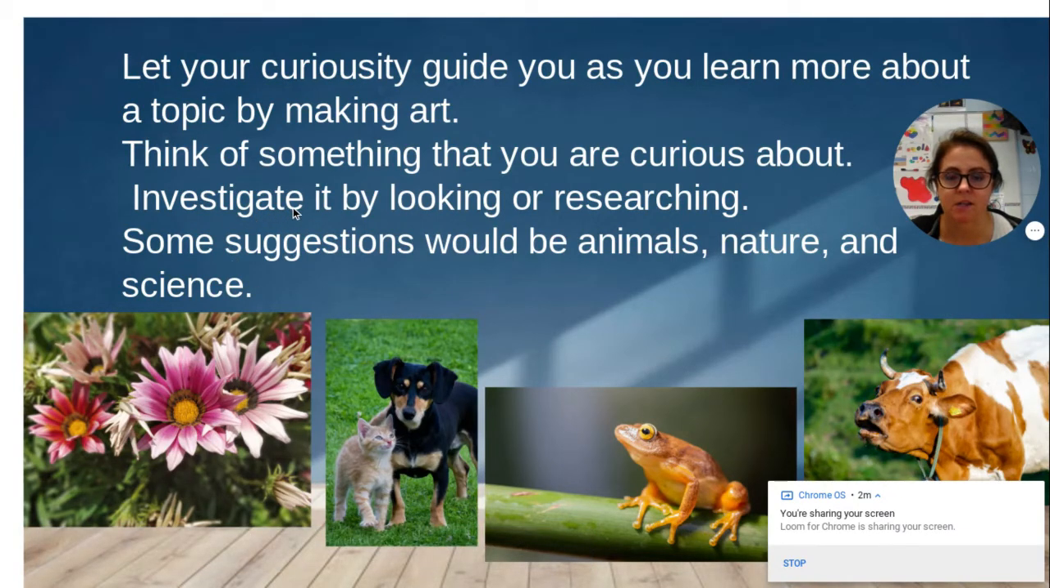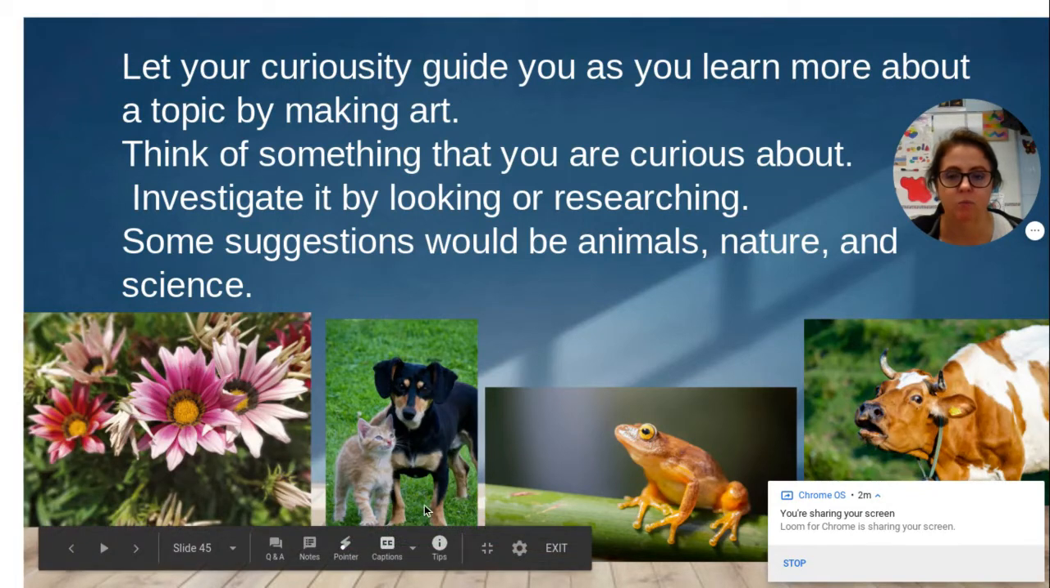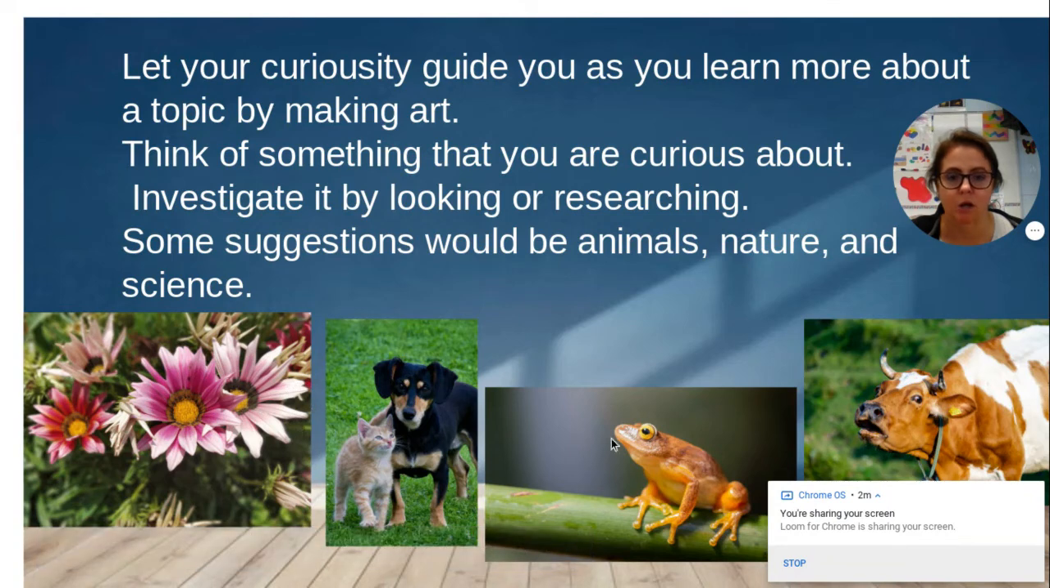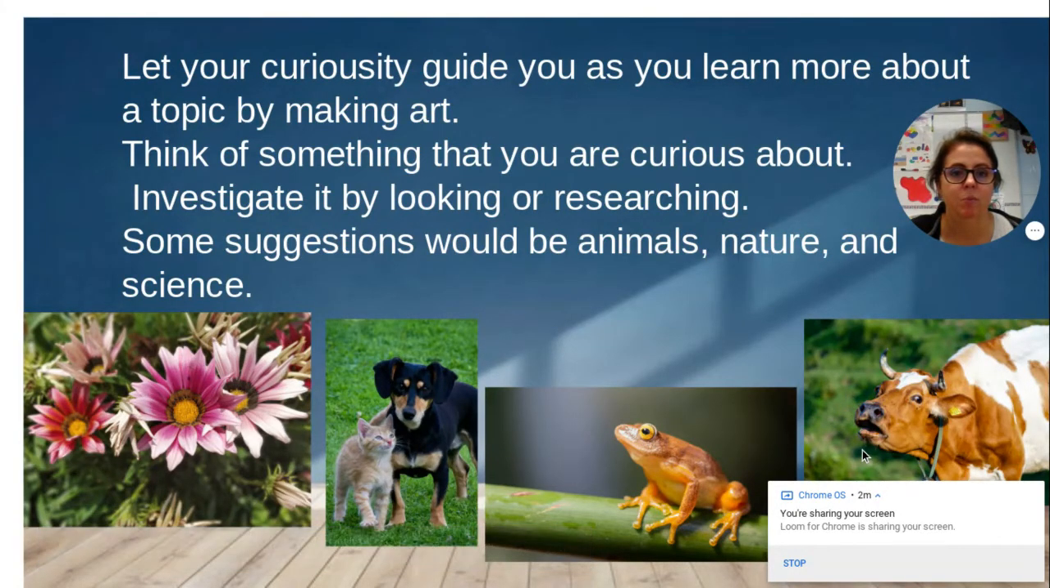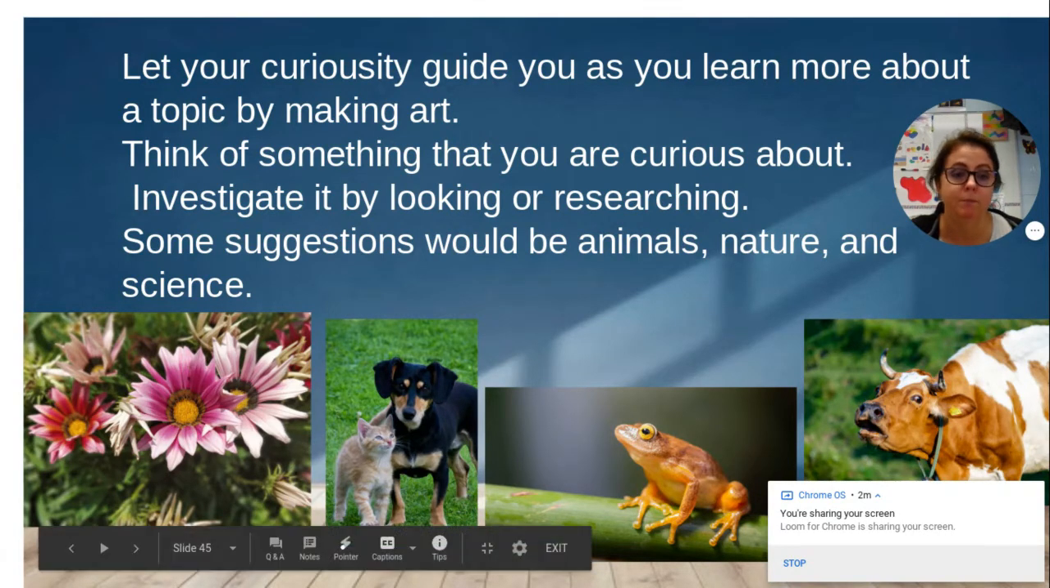To investigate it means to look carefully at it and think about where it would grow. If we know anything about this frog, we could think about where we would place him in his habitat. His habitat would be where he would live. So to investigate would be learning more about the topic while you're learning how to draw it.